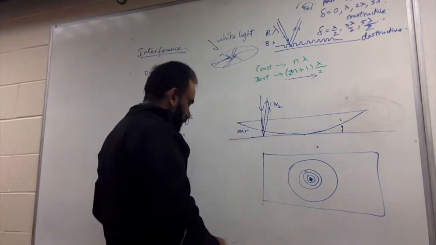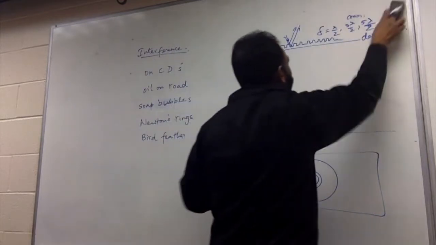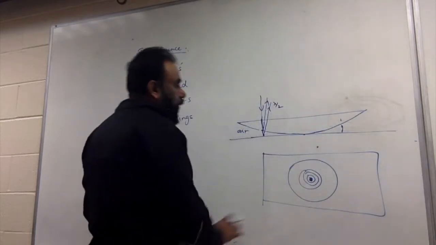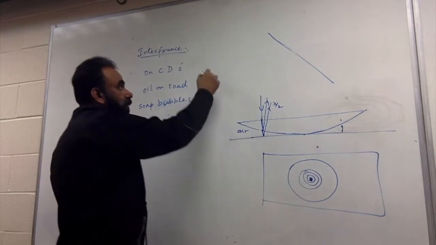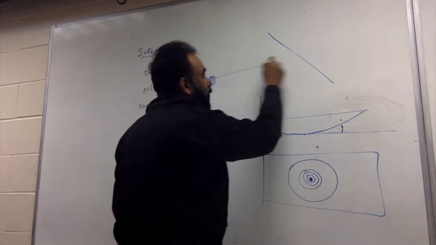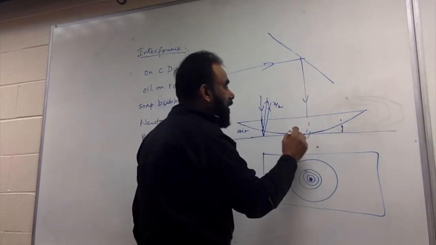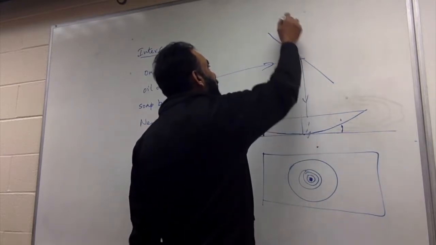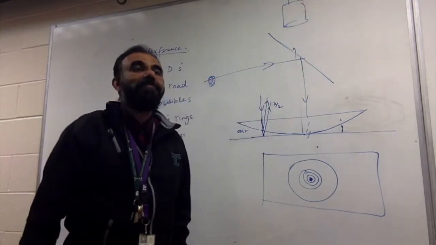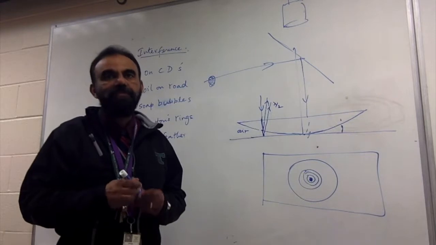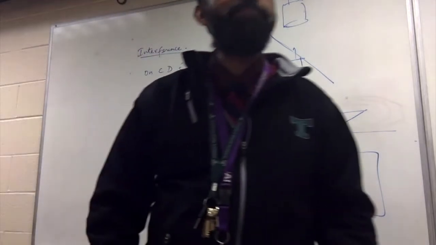To observe this, we use a glass plate like this at a 45-degree angle, put a light source here, and this light source hits this glass, goes down, undergoes interference, and then it comes back again through the glass. It goes to the microscope, and you'll be able to see in the microscope clear Newton's rings. Why don't you take your phones right now and look up Newton's rings?